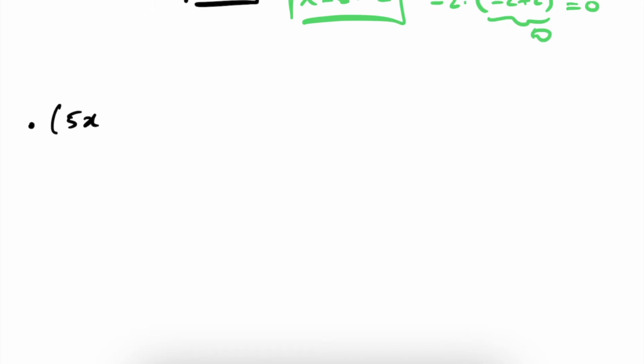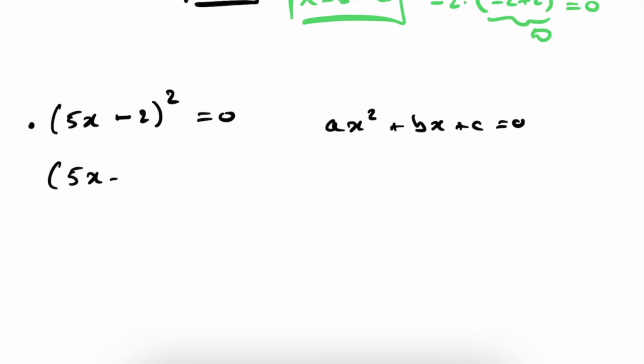5x minus 2 squared is equal to 2. So here we again do not have this form of a times x squared plus b times x plus c is equal to 0. However, we know that we can rewrite it in this form. Let's rewrite this. This becomes 5x minus 2 times 5x minus 2 should be equal to 0.